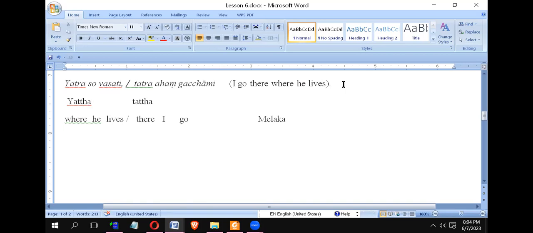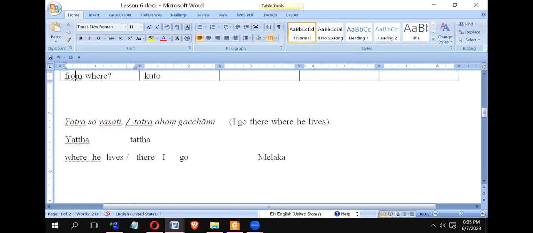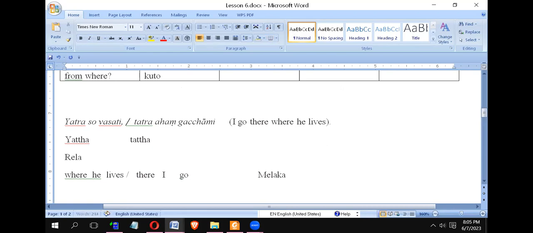Any question up to here? So same for the here and there. If I put atra, then I have to put the suffix. It's a pair here. That's why it's called, how do you call this? Relative, right? Relative, correct, relationship pronoun. So I go there, where?